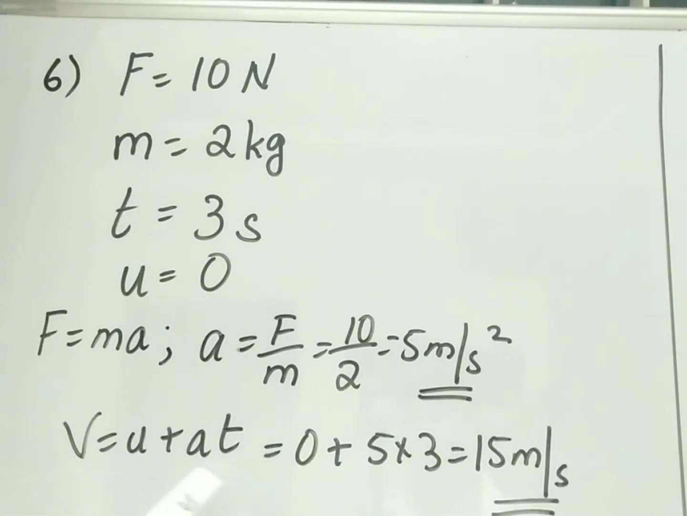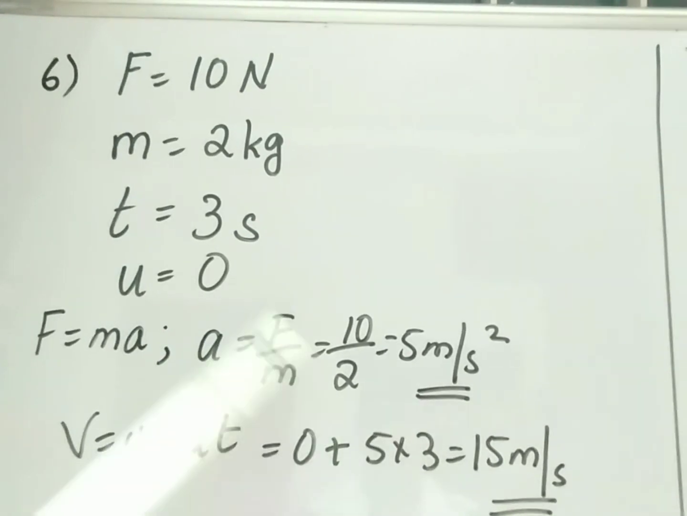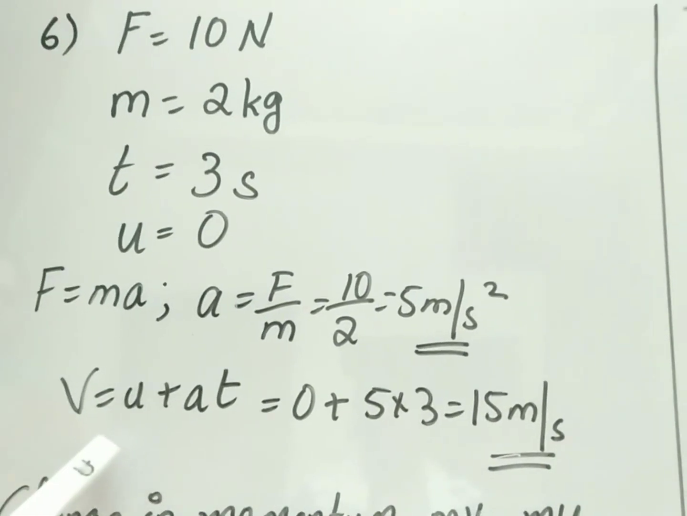Now V is equal to U plus AT. U is 0, so we can calculate 0 plus 5 into 3. That is, 5 is our acceleration. Just now we got acceleration into time 3, and we got 15 meter per second. That is our first question.